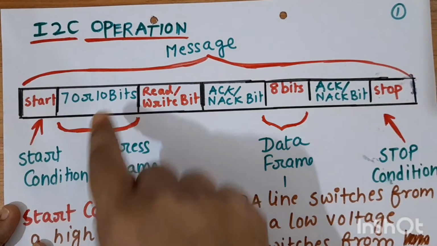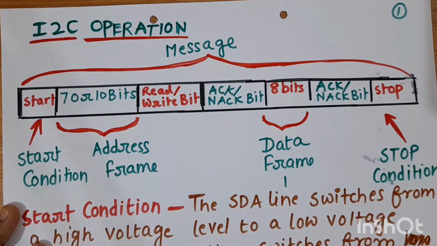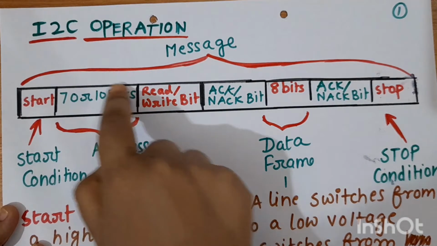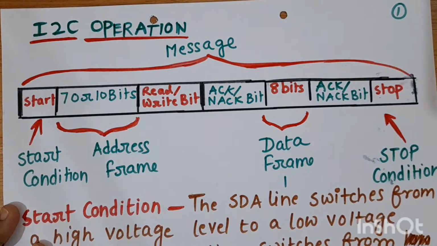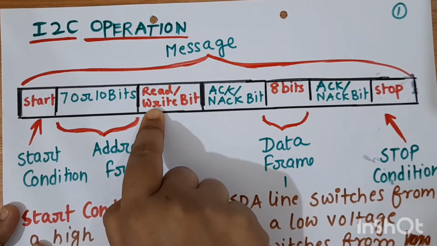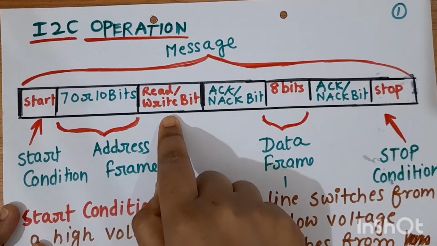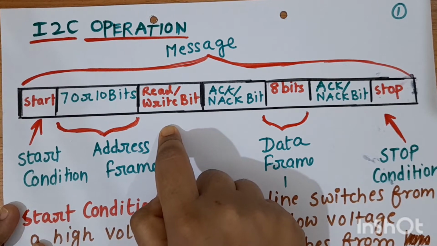So the addressing mode, we know, can be 7-bit addressing or 10-bit addressing. After the start, the address frame is sent. After the address frame is sent, we send the read or write bit. When this bit is 0, that means the I2C master intends to write into the slave. If it is 1, that means the I2C master is requesting the slave to send the data.